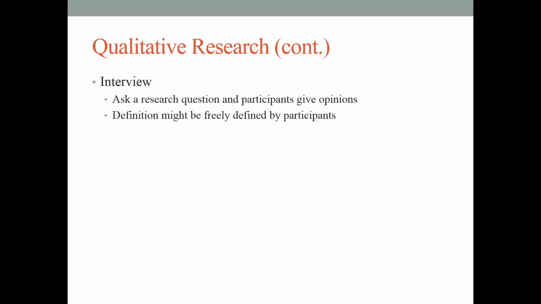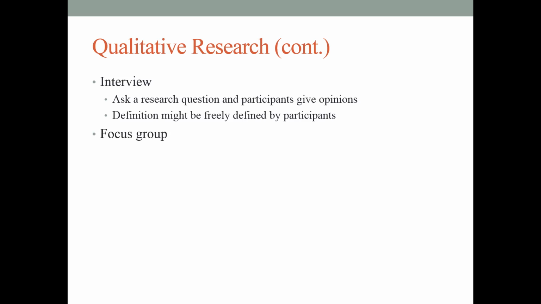See, in quantitative research, we deal with numbers. Remember, we talked about operational definition. Everything needs to be precisely defined. But in qualitative, it seems some of the definitions are interpreted by the participants, and we just report.